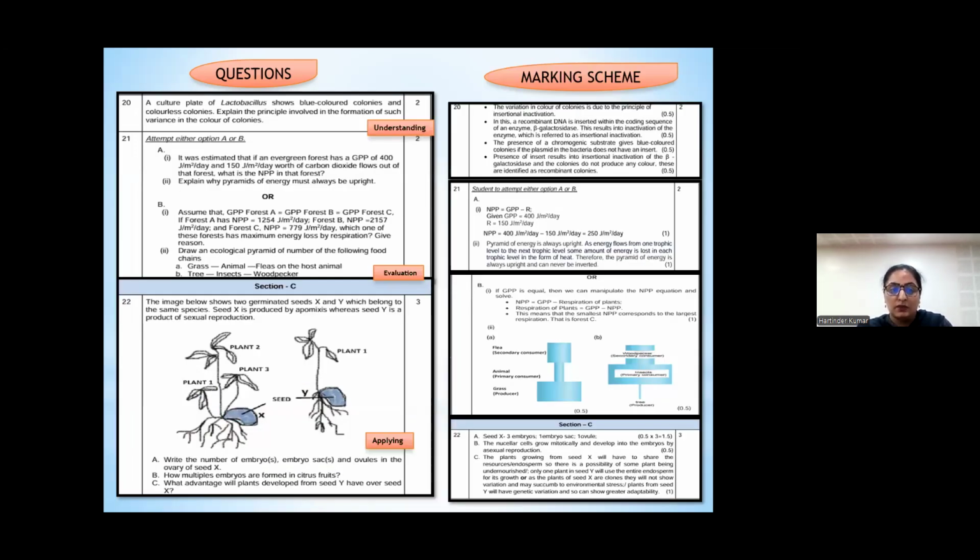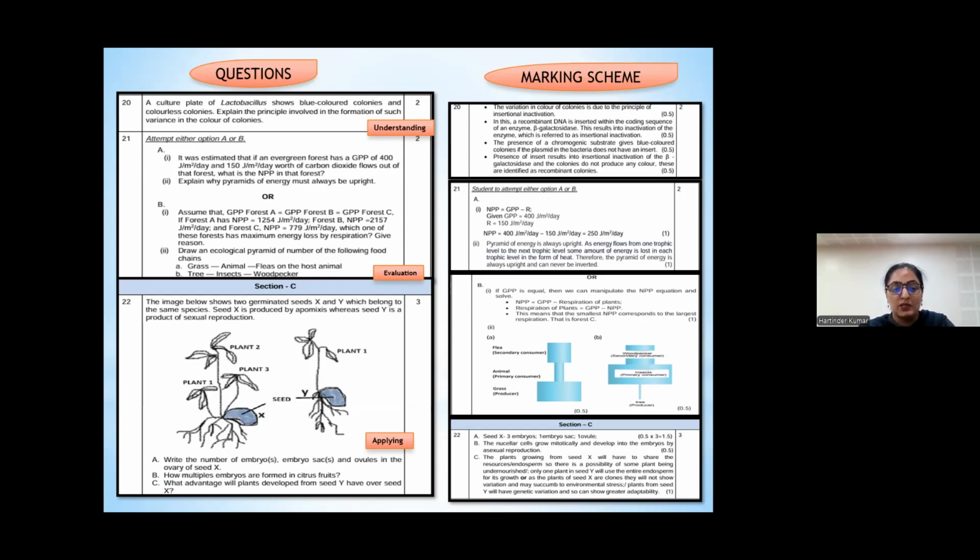In the next question, 20th question, this is a very simple question. That is, a culture plate of lactobacillus shows blue colored colonies and colorless colonies. Explain the principle involved in the formation of such variance in the color of the colonies. Here we can say they are just asking about the transformants and the non-transformants in biotechnology. So we can say this is a very simple, direct, explanation question. They're directly asking for the explanation of the concept. So this is a case of understanding.